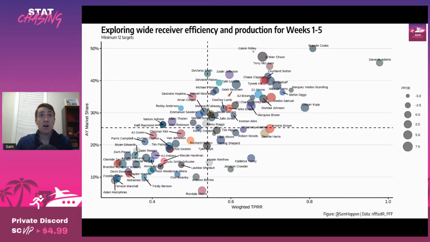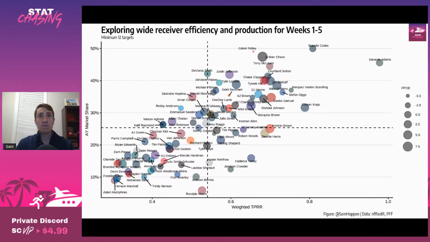In fact, there are 22 wide receivers averaging over 100 air yards per game, and his teammate Antonio Brown is one of them at 102 air yards per game. I think I got to book that in for probably my best transition of the year so far. But Antonio Brown is leading the team in weighted targets per route run at 0.7.